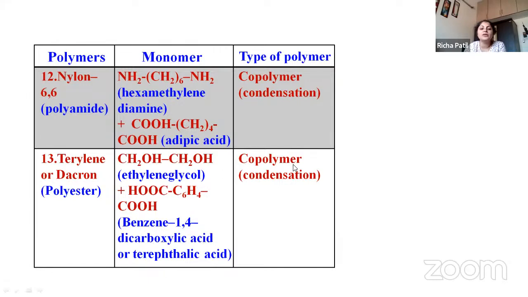So it is a copolymer condensation. There are two different units, so it is called a copolymer condensation reaction. When they add up, it undergoes condensation polymerization with the elimination of a water molecule. So this is an example of polyester, that is terylene or dacron. So remember the monomer units. Very important.